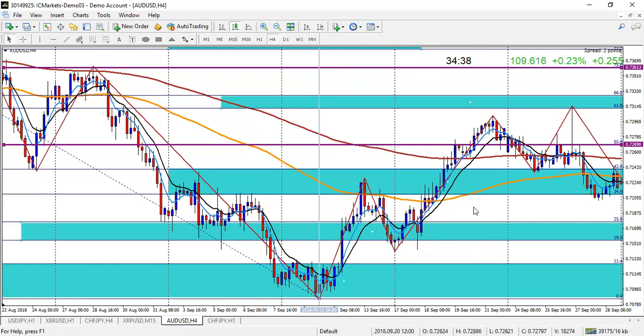And if you can basically learn and understand this, it will help you to be more accurate with your entry, be more accurate with your trade, and have less losses.